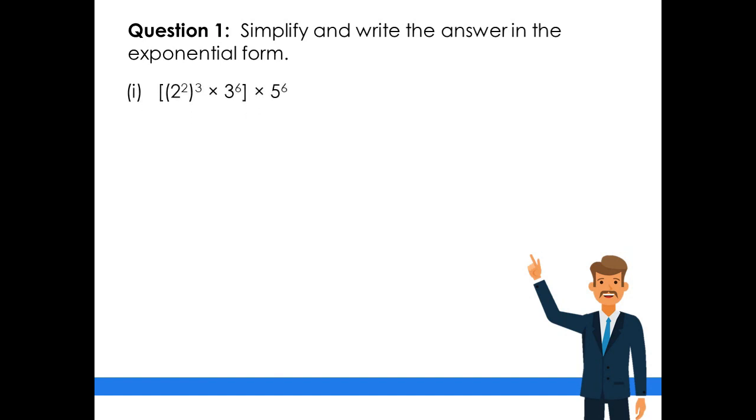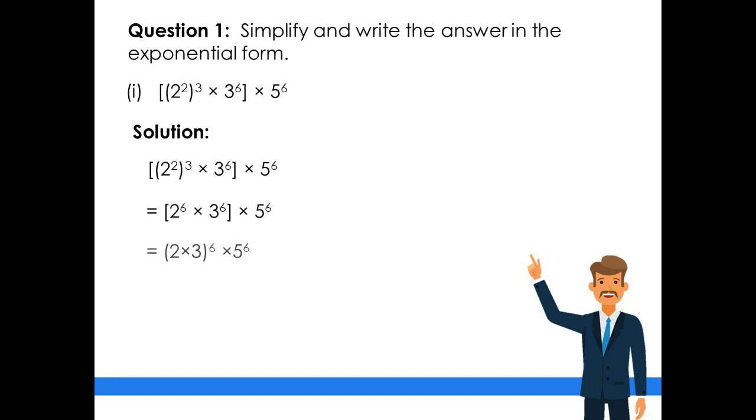Come, let's look at some problems based on laws of exponents. Question 1. Simplify and write the answer in the exponential form. 2 raised to 2 raised to 3 into 3 raised to 6 whole bracket into 5 raised to 6 equals 30 raised to 6.